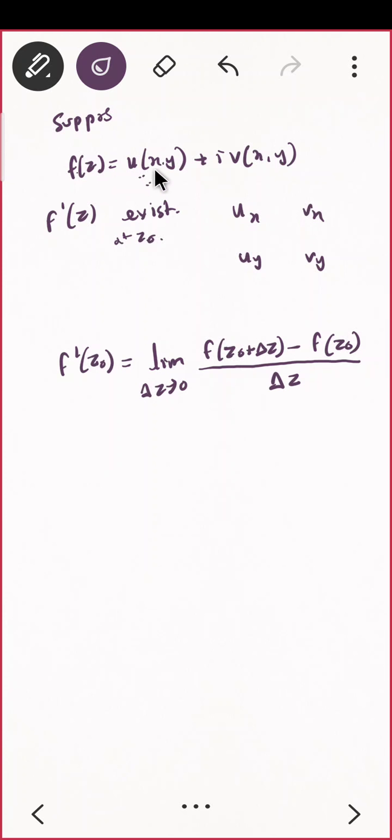And what is your function defined? f of z is equal to u of x y plus i v of x y. When you put z naught plus delta z, let us see what changes are going to happen. First, let us define: suppose z naught is equal to x naught plus i y naught, and delta z will be delta x plus i delta y. Correct? So what will this be changed to? If you put it here, let us just solve first a little bit.